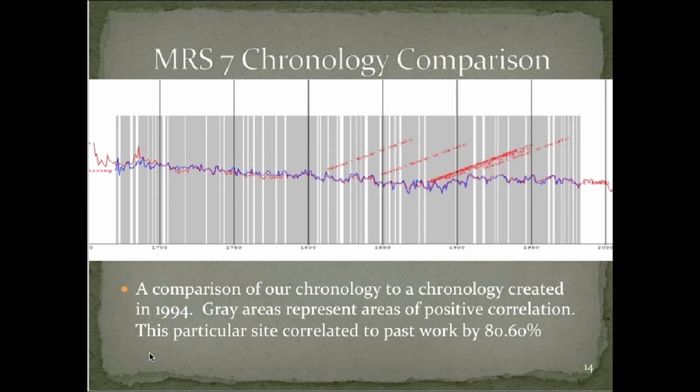And this is a terrible figure, but I will explain it to you. The red line is our chronology, and we are comparing it to the blue line, which is the older chronology made in the 1980s. The areas of gray are areas that correspond well. As far as peaks and troughs, the correlation is high. And our chronology corresponded about 80% to the past work, so that's pretty good.